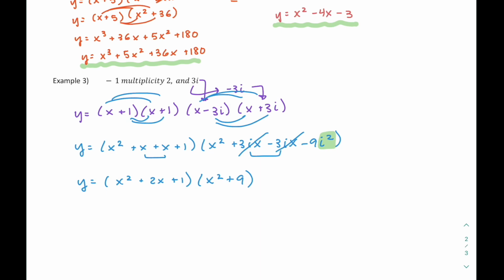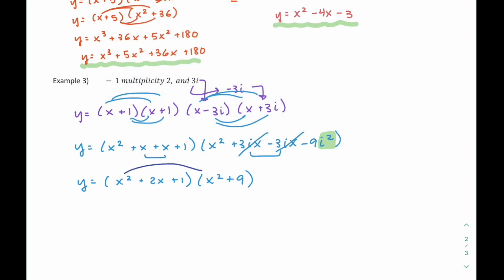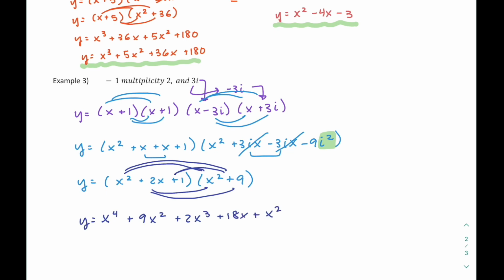Now we need to do one more round of distribution. Distribute that x squared, distribute that 2x, distribute that 1. I know it's tedious, but it's not particularly difficult, which is nice. So I end up with x to the 4th plus 9x squared plus 2x to the 3rd plus 18x plus x squared plus 9.